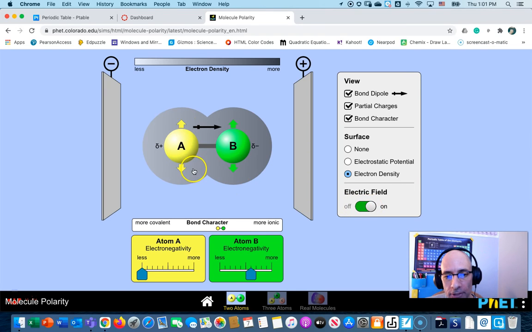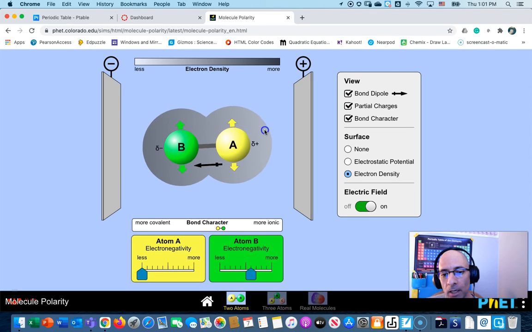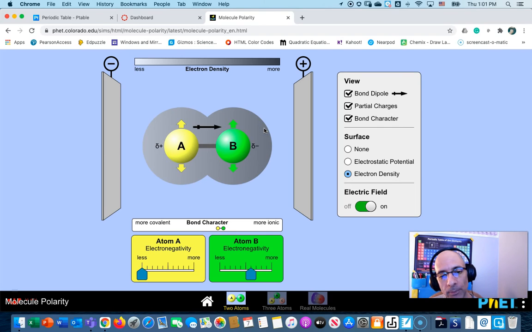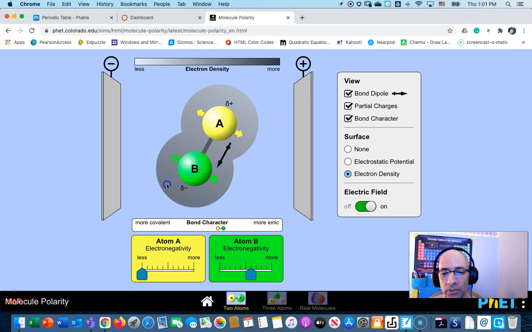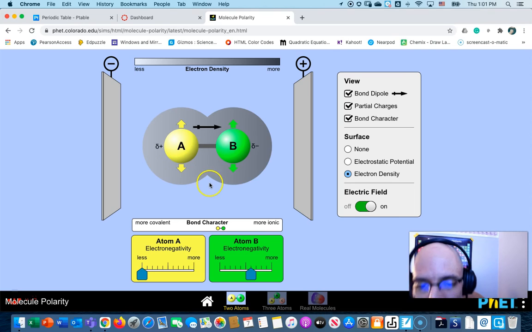Well, if we look at an electric field, if I spin this bond so that the side of the bond with the partial positive charge is lined up with the positive plate, notice what happens. That bond will spin to line up so that the oppositely charged regions line up, so that the region of the bond with the partial negative charge lines up with the positive plate.